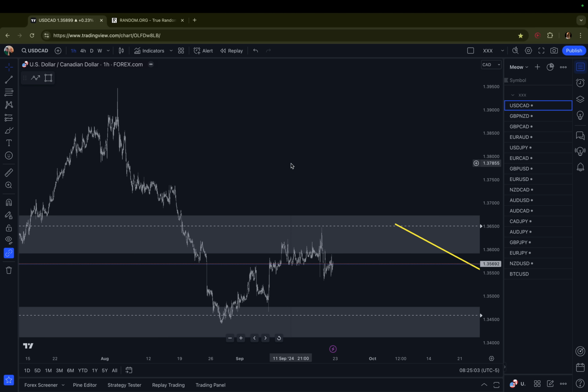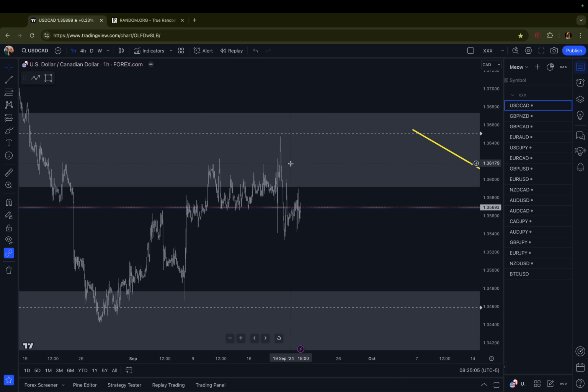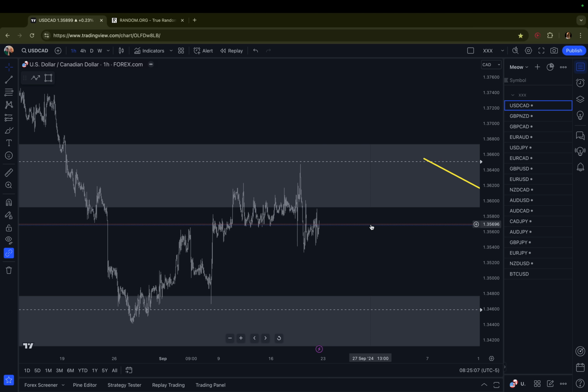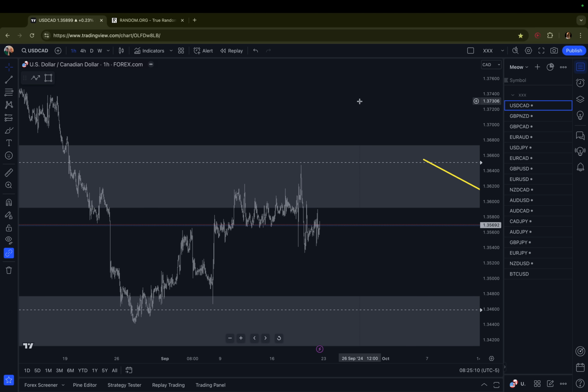Breakouts. Breakouts are one of these things where you look at a chart, you see that price continues to hit one area over and over and over, and it doesn't fall from that area. Usually after that, a good chunk of the time there's going to be a breakout.